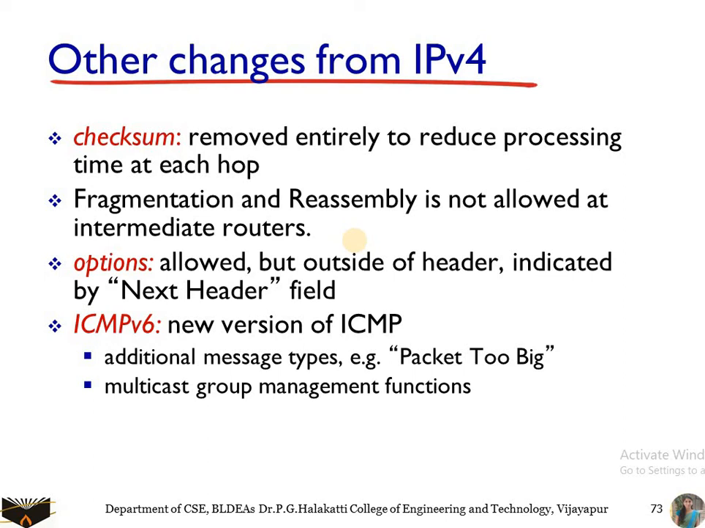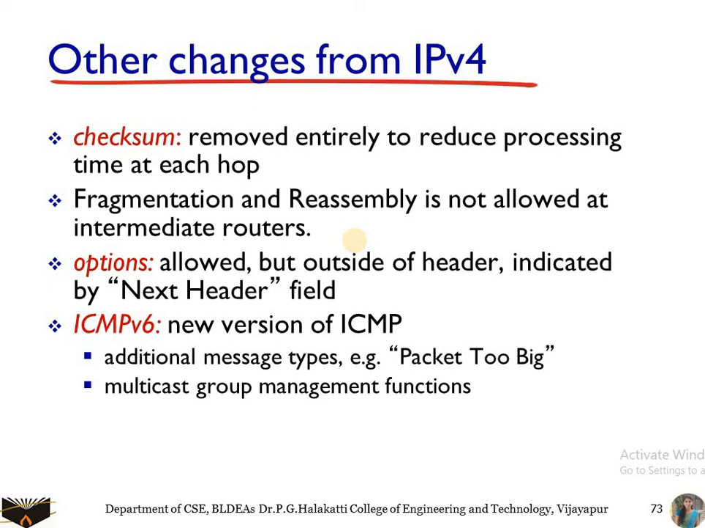The transport layer and the link layer protocols, in the internet layers, perform the checksumming. The designers of IP probably felt that this functionality was sufficiently redundant in the network layer, so it could be removed. Once it reaches the destination, we verify whether the packet has been received properly or not. So we remove the checksum field. It is removed entirely to reduce the processing time at each hop.